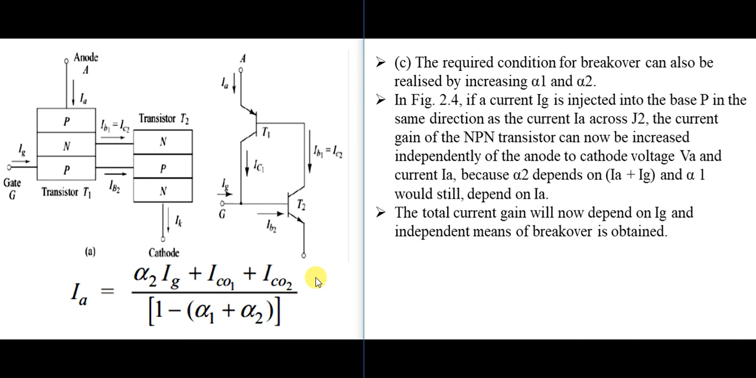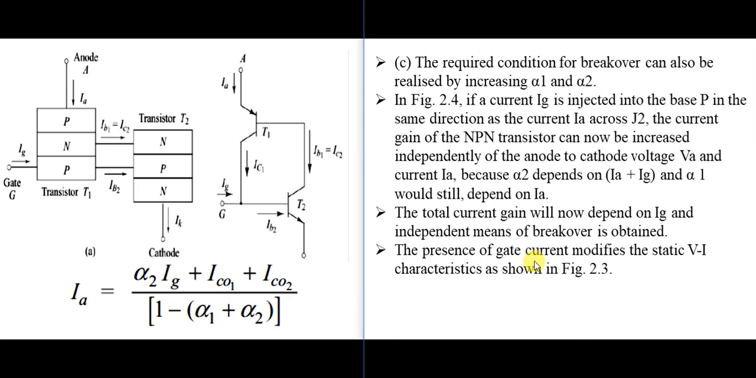Simply give the gate signal, apply a forward bias voltage across anode and cathode. The forward bias voltage will be, obviously, less than the breakover voltage. Apply the gate signal and the SCR will latch into the on condition, and it will remain on even if we remove the gate pulse, because of this equation. It is just a regenerative feedback action.